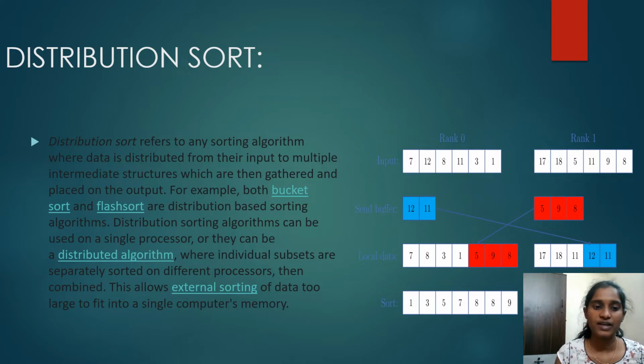Distribution sorting algorithms can be used on a single processor, or they can be a distributed algorithm where individual subsets are separately sorted on different processors, then combined. This allows external sorting of data too large to fit into a single computer's memory.